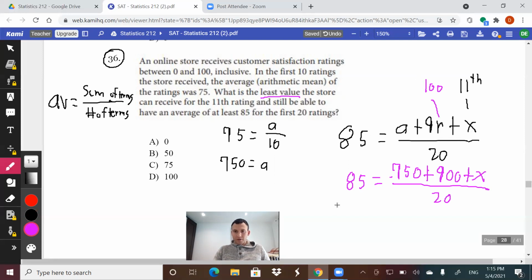Now we know that this is 1700. And we have 1650 plus X. So if we really wanted to do poorly on the 11th rating, knowing that everyone else is going to pick up the slack and get 100s on their ratings, then this one slacker could get a 50. And the store would still average an 85.